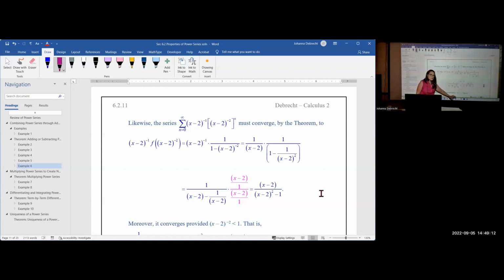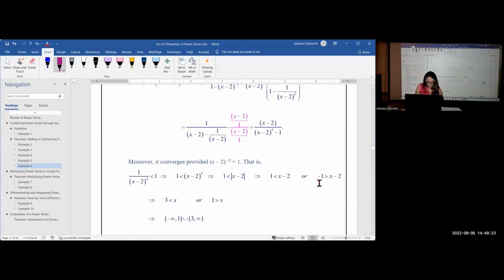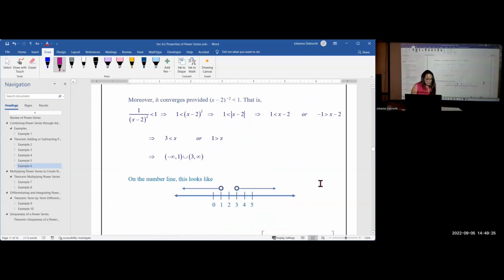Again, our condition for convergence is that the thing we substituted in place of the x, the composition, has to be less than 1, the original interval of convergence. So again, we go through and we represent that by rewriting (x minus 2) to the negative 2 as 1 over (x minus 2) squared, multiply both sides by that, take the square root, which gives us absolute value on the right, which means that 1 is less than x minus 2, or negative 1 is greater than x minus 2. So either 1 and up or negative 1 and down.